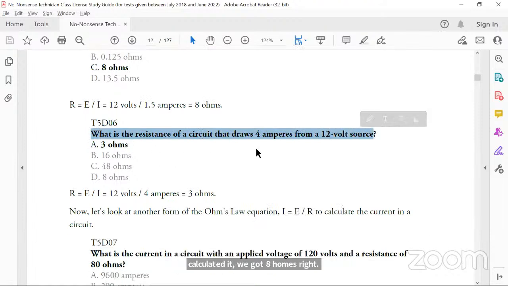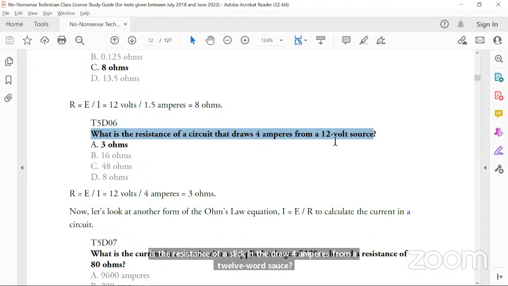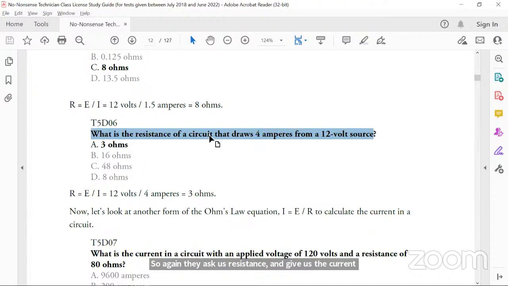What is the resistance of a circuit that draws 4 amperes from a 12 volt source? Again, they ask us for resistance and they give us the current and the voltage. Using the correct formula, R is equal to E divided by I, we will get 3 ohms.